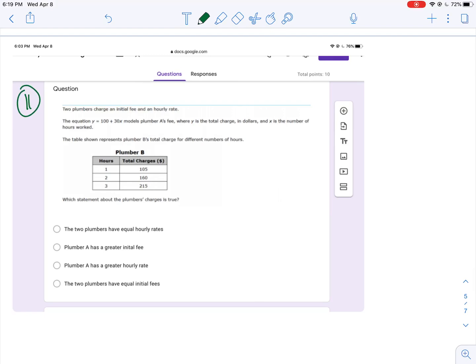2 plumbers charge an initial fee and an hourly rate. The equation y equals 100 plus 3x models plumber A's fee, where y is the total charge in dollars and x is the number of hours worked. The table shown represents plumber B's total charge for different numbers of hours. Which statement is true? Let's identify the information for plumber A. Plumber A's starting value is $100 and its fee per hour is $30. That's because that's the number that's attached to the x.